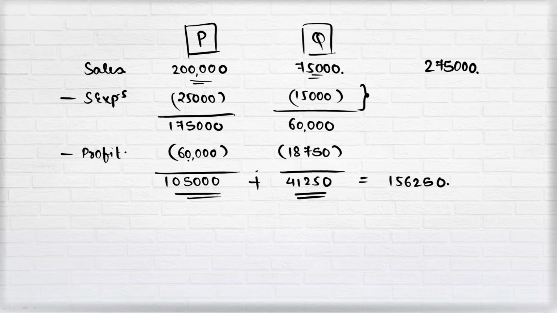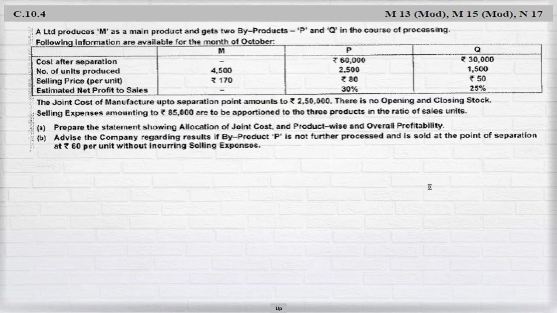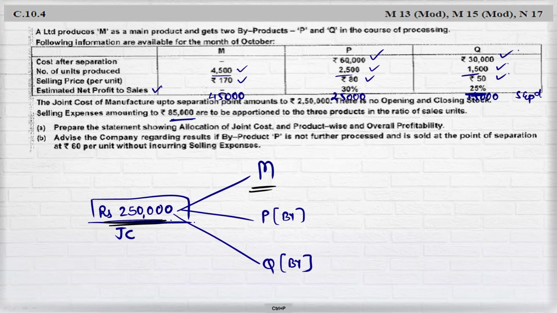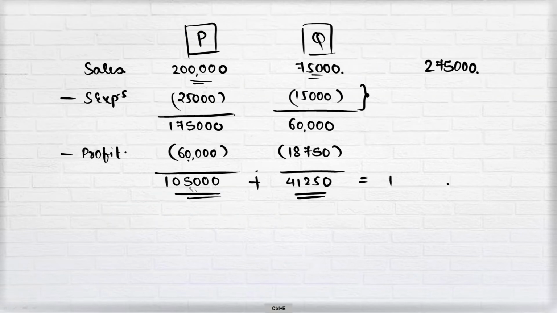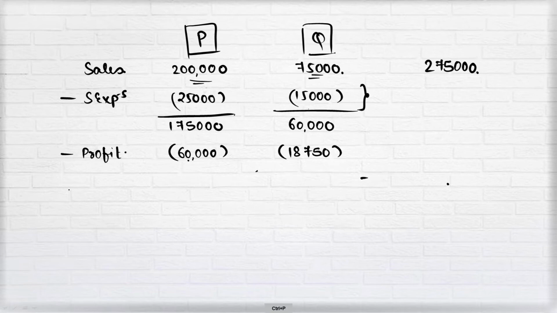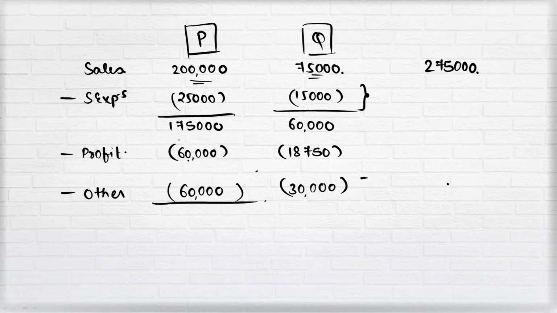Yes, and also there is another cost which we have probably not taken into consideration. There is cost after separation also, 60,000 and 30,000. That is also to be deducted. So there is one more cost, 60,000 and 30,000. Minus other cost, 60,000 and 30,000. 120 minus 175. 55,000. This is 11,250.